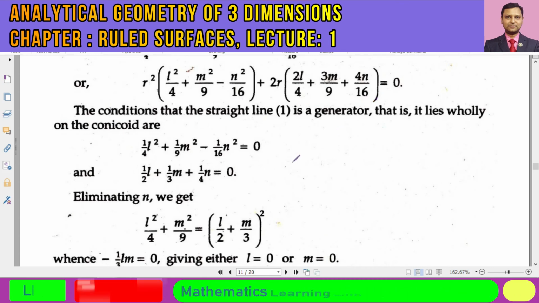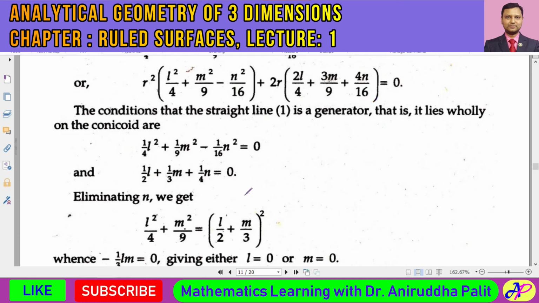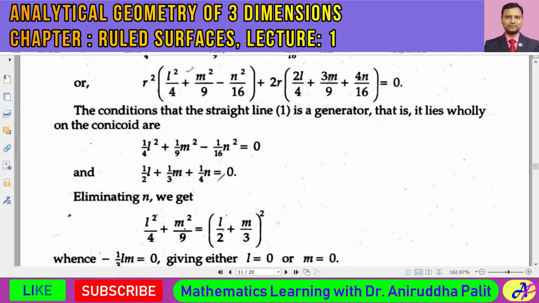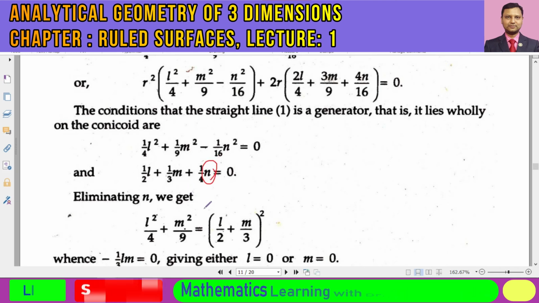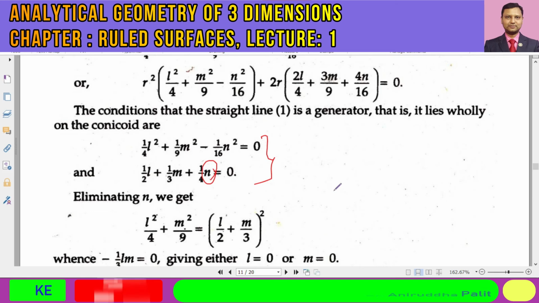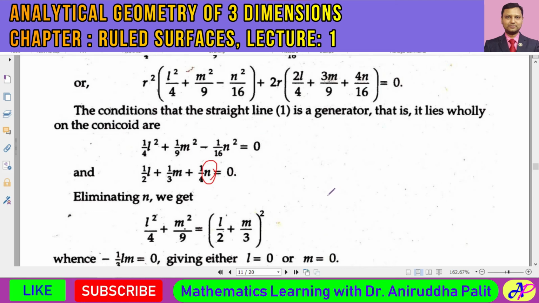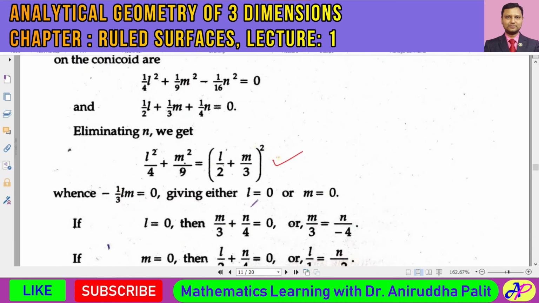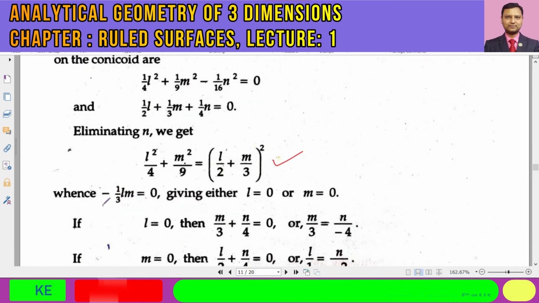Now what we need to do is eliminate any one of these l, m and n. Over here in this book, they have eliminated small n from both of these two equations. After eliminating small n, what do we get? We get this type of relation. And if we make it simple, we will get this relation.